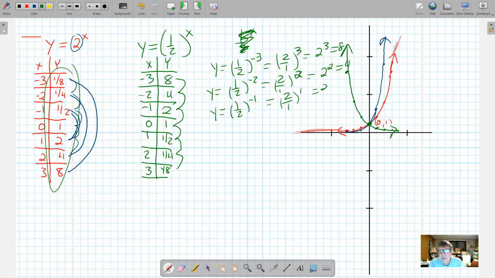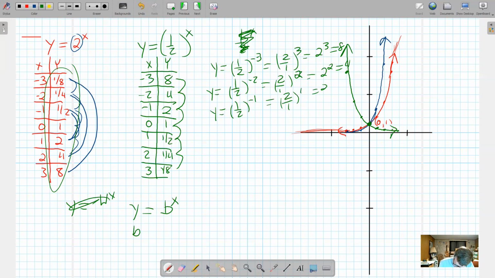Well, that's a function. It has a y-intercept at 0, 1. It doesn't have any x-intercepts. The domain is all real numbers. The range is greater than 0. But instead of increasing, it's decreasing over its entire domain. So what we've got is a situation like this. Let's say we've got y equals b to the x.